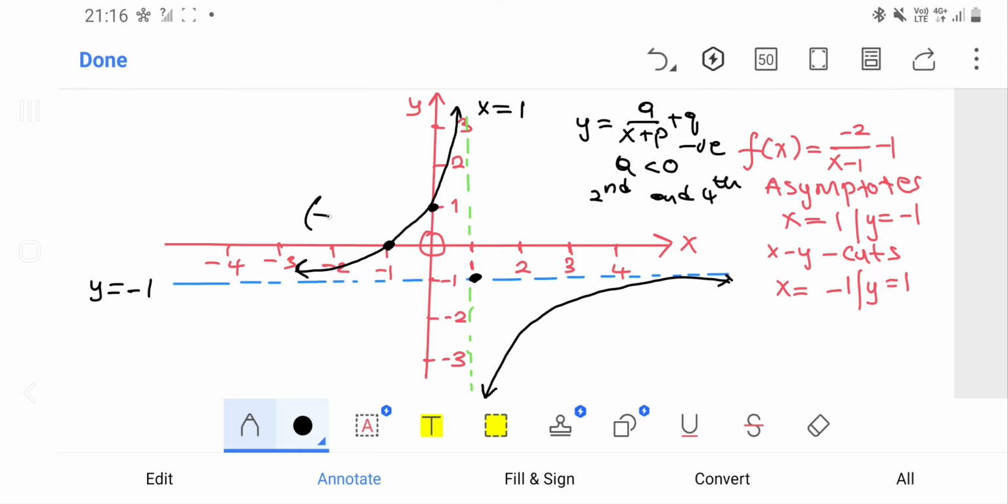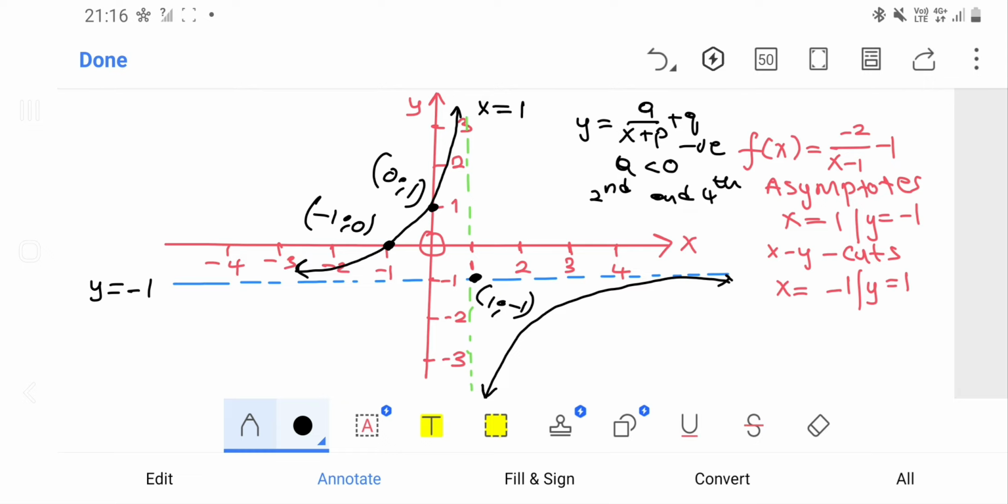And then at this point we have -1, which pairs with 0, and here is 0, which pairs with 1. And at this point we have what? 1, which pairs with -1. This is the point of intersection of the two asymptotes. And by doing this we get 3 marks, right?